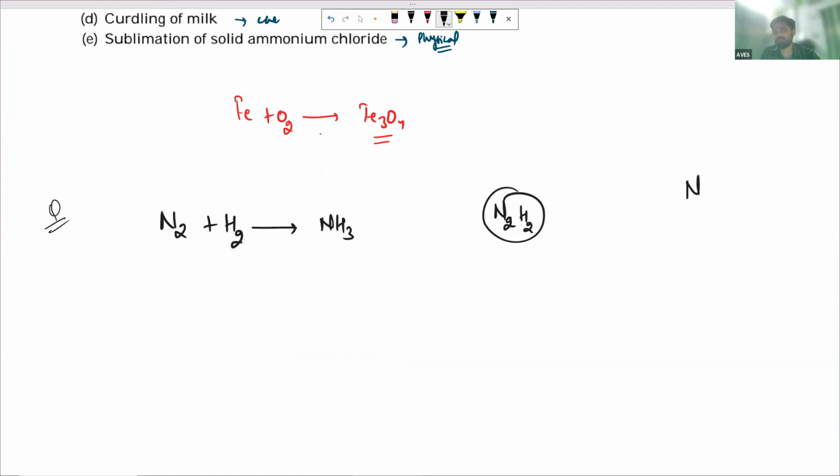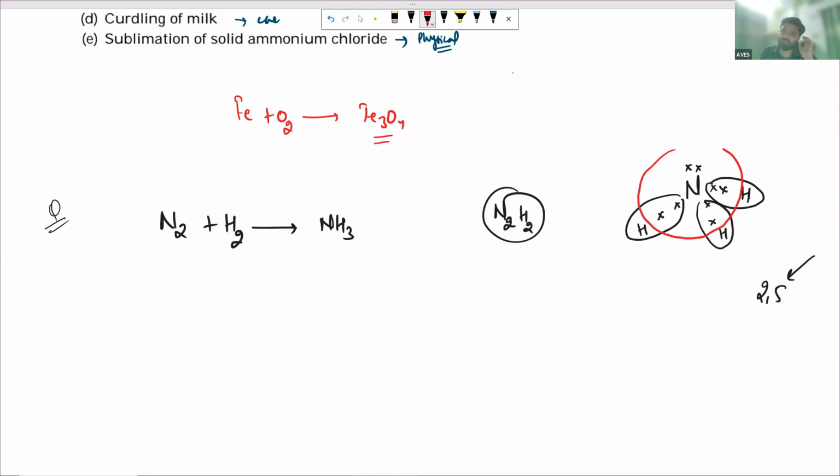Because nitrogen has 5 electrons in its outermost shell: 1, 2, 3, 4, 5. Nitrogen has 2,5 electronic configuration and requires 3 electrons to complete its octet. Hydrogen carries 1 electron, so it can share only a maximum of 1 electron. So 3 hydrogen atoms will be required, each sharing its electron, and they will complete their duplet. By sharing, the nitrogen itself gets 8 electrons: 1, 2, 3, 4, 5, 6, 7, 8. So that's why the formula of ammonia is NH3.